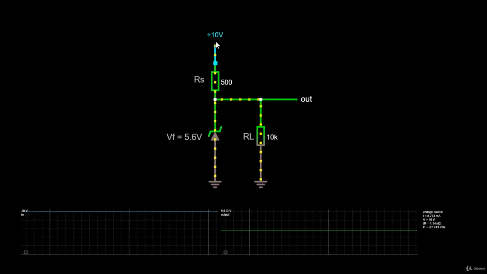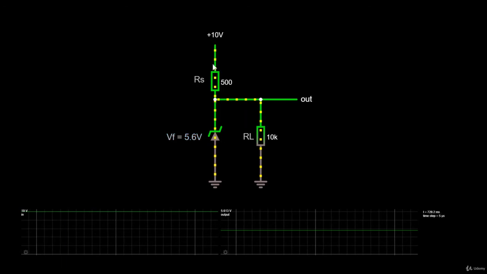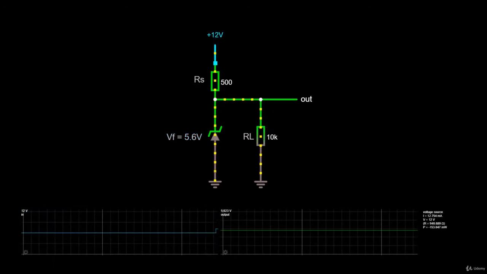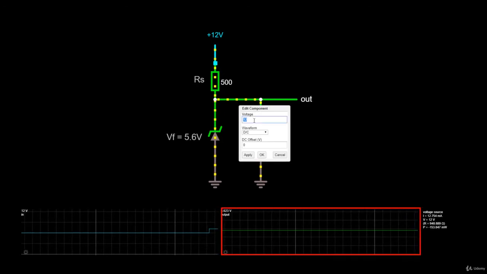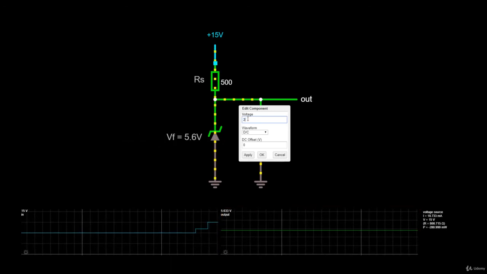The upper limit of current is of course dependent upon the power rating of the device. So as you can see, the supply voltage must be greater than the breakdown voltage of the Zener diode, and the magic here is that no matter how much the power supply voltage is, the output voltage will always be the breakdown voltage of the Zener diode.